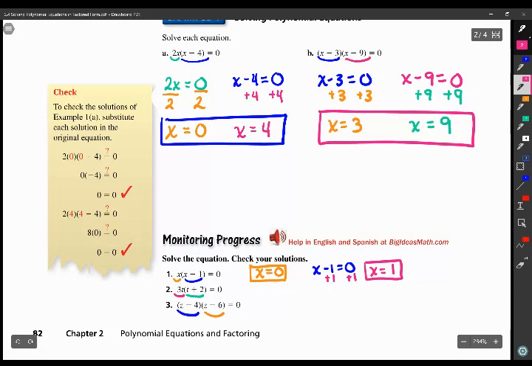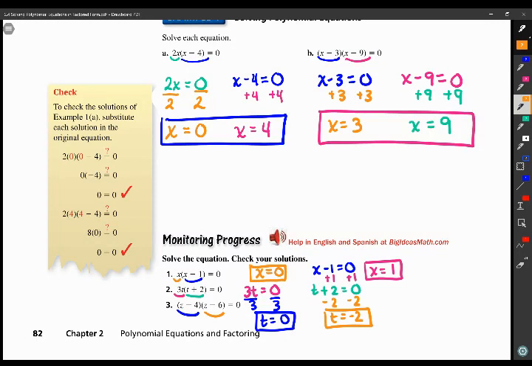And then when I do the next one, same thing. I'm going to go 3t is equal to 0. And then I'm going to go t plus 2 is equal to 0. And again, I'm going to solve. So the first one, I'm just going to divide by 3. So we get t is equal to 0, because 0 divided by 3 is 0. And then if I look at t plus 2, I'm going to subtract 2 from both sides to get t all alone. So t is equal to negative 2.